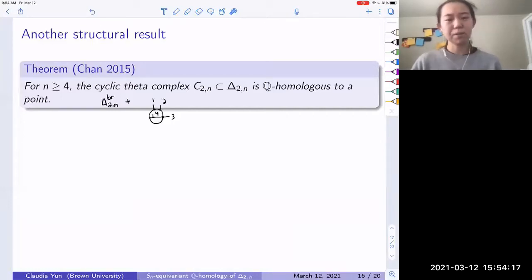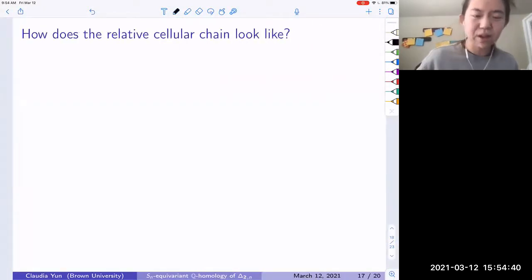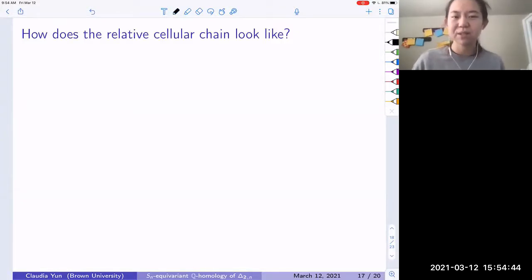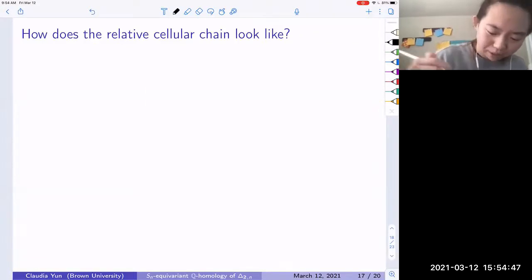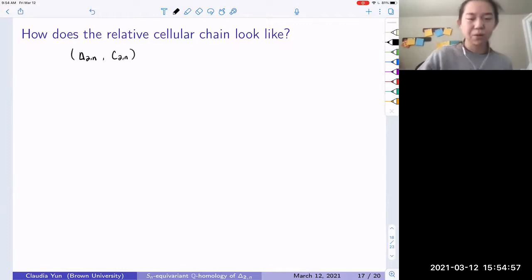It's actually not contractible because in considering integral homology, it actually has torsion. And so that's another interesting geometry to look at. But here, for our purposes, since we're only looking at rational homology, we might as well discard this entire complex. And so at this point, how does the relative cellular chain look like? Well, now we have the cellular chain delta 2n rel C2n. And we said that we only have these theta types where the markings are not on the same cycle.